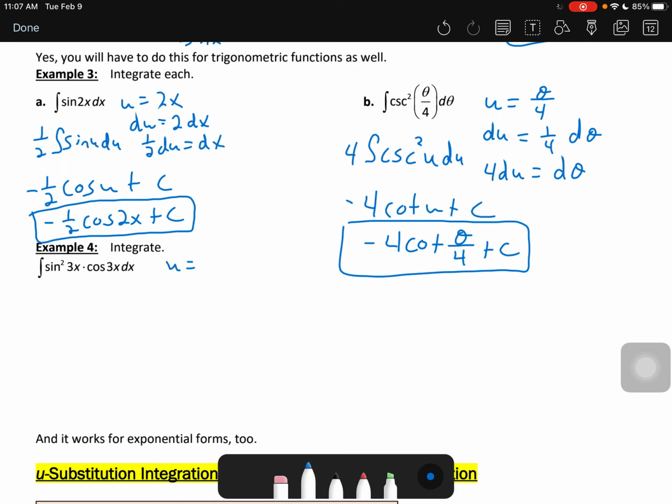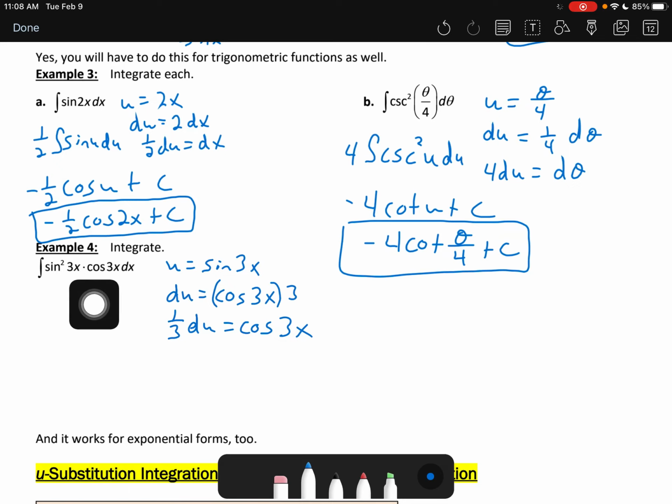So if I let u equal sine of 3x, that would mean that du is going to equal cosine 3x times 3, right? Cosine 3x, and then there's a chain rule there, which would be times 3 again. So it'd be like 3 cosine 3x. Now, that 3, again, I'm going to divide that, so that I have a 1/3 du equals cosine 3x dx. Okay, now I think I can make all my substitutions here. I should be able to make this fit pretty well.